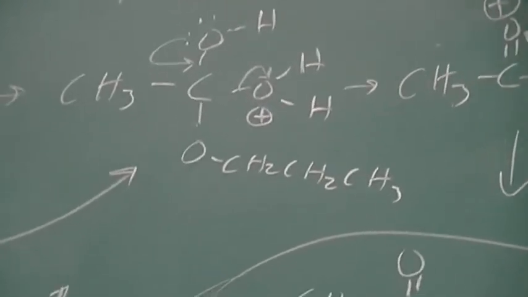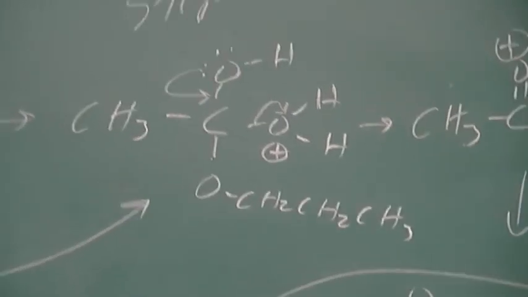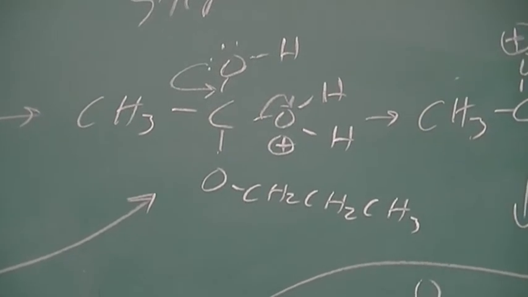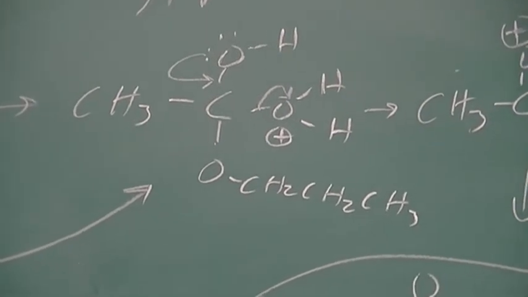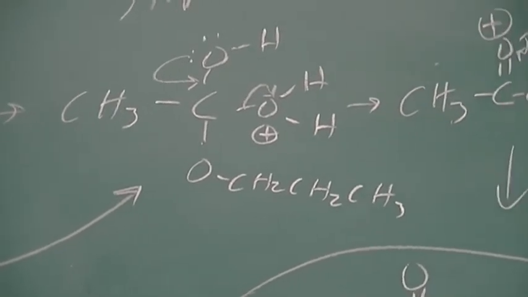Alright, and so now we have water, which is a good leaving group, and so the electrons come down from the oxygen of the OH on top, forms the carbon-oxygen double bond. You cannot have 5 bonds to carbon, and so that kicks out the water.